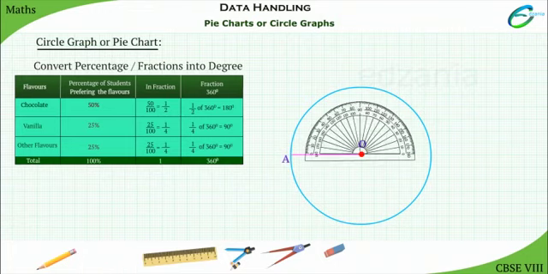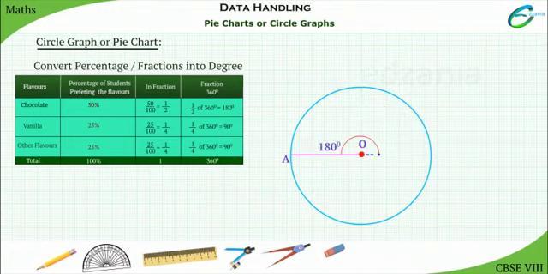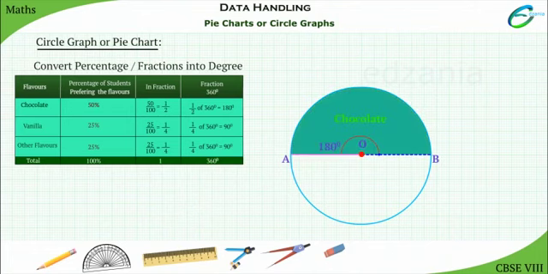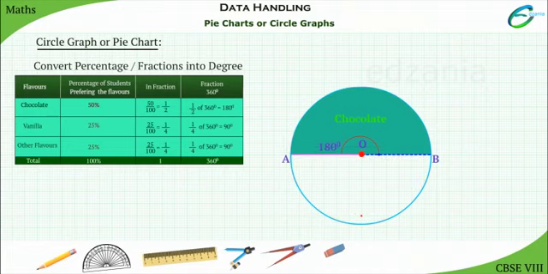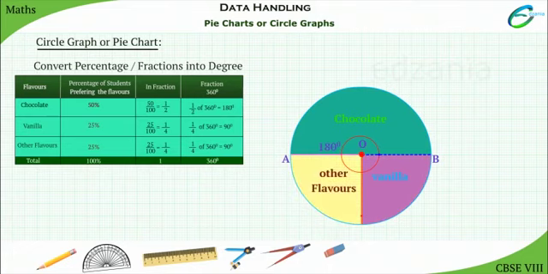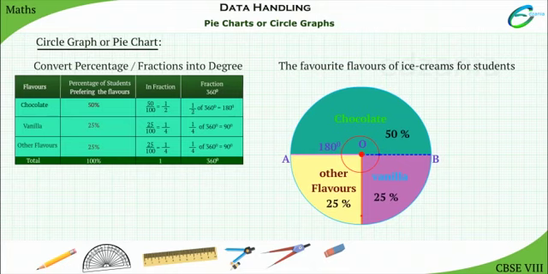We use the protractor to mark an angle of measure 180 degrees, indicating the proportion of chocolate flavor. Similarly, we can mark 90 degrees, representing the proportion of vanilla flavor, and the remaining proportion will be 90 degrees, which represents other flavors. Now we show the percentage in the sector corresponding to each angle. Finally, we put a title for the pie chart or circle graph.